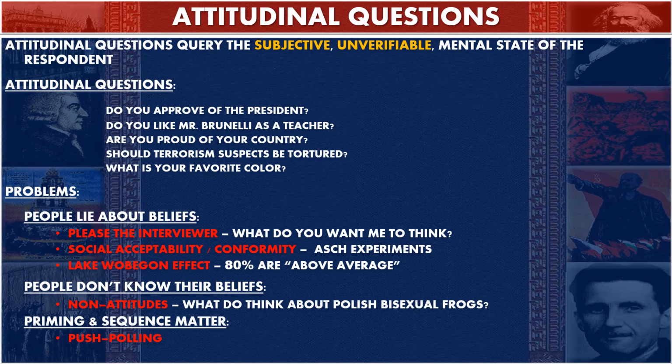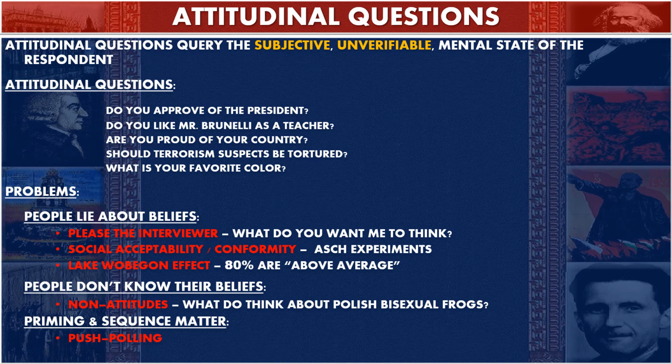So we're going to turn to our last question, which is when we write questions, how do we write questions that are going to get us the type of data that we want? And I'm going to define two types: behavioral questions, which I'll talk about in the next slide, and attitudinal questions, which I'm going to talk about in this slide. An attitudinal question queries the subjective, unverifiable mental state of the respondent. So generally it's asking for an opinion, and an opinion that someone might not have, or that someone might make up on the spot.